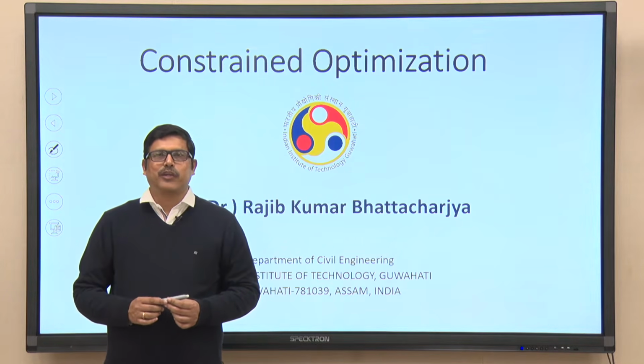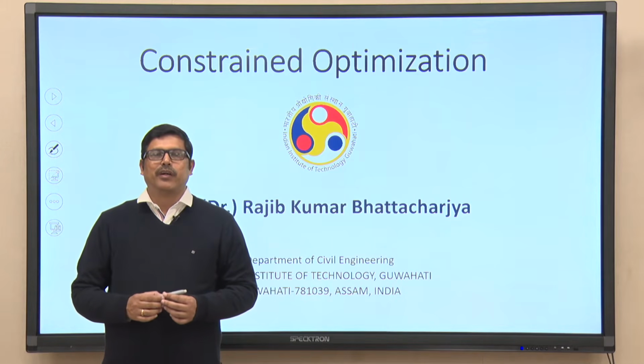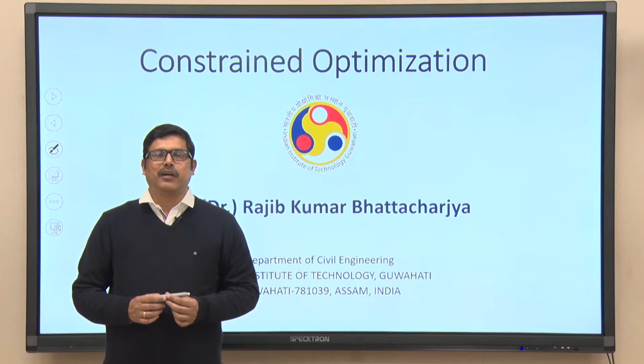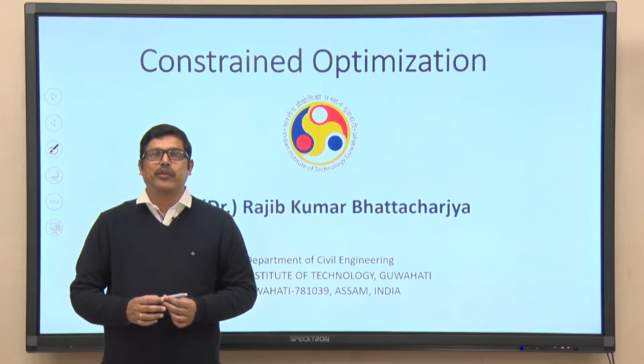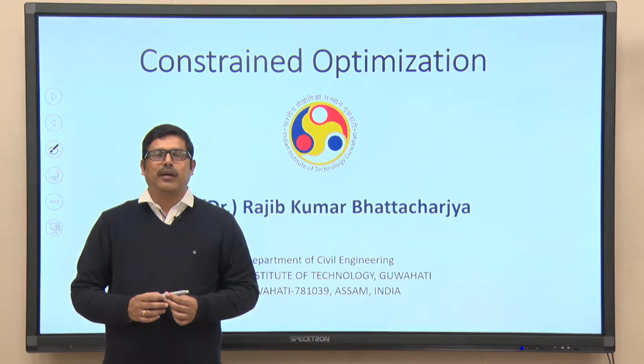Already we have discussed two types of problem. One is the constraint problem with equality constraint, where we derived the Lagrange function and defined the necessary and sufficient conditions. Then we discussed the constraint optimization problem with inequality constraint, and there we derived the Kuhn-Tucker conditions. These conditions are necessary, but not sufficient. But for convex problems, the Kuhn-Tucker conditions are necessary as well as sufficient.